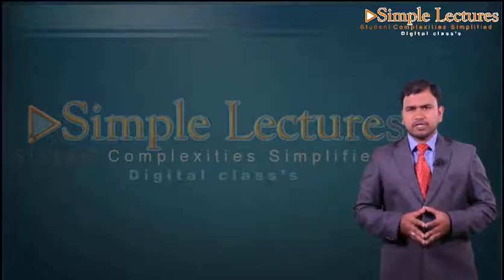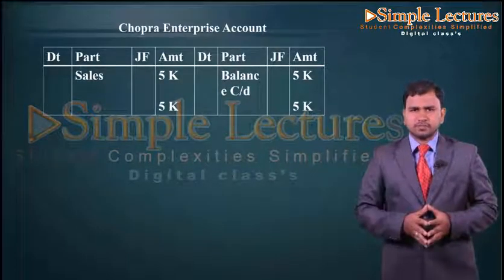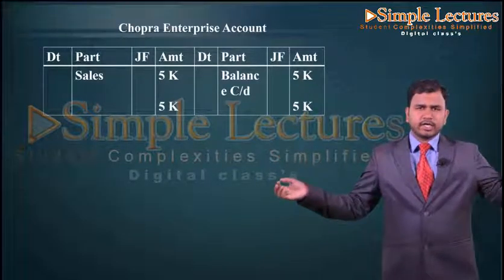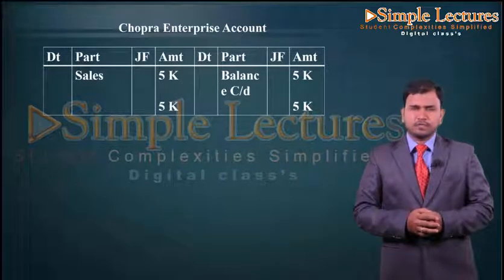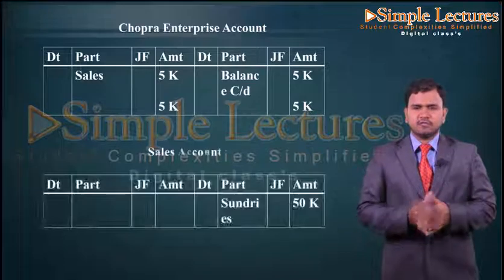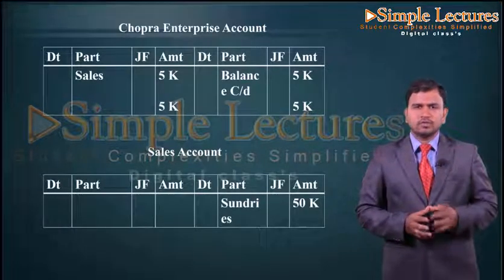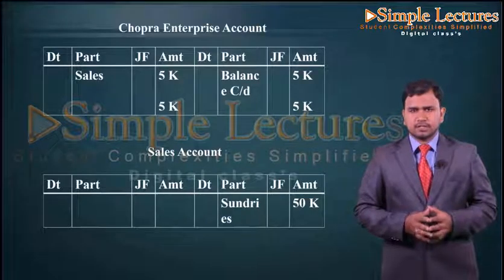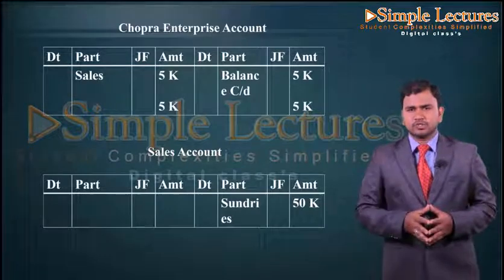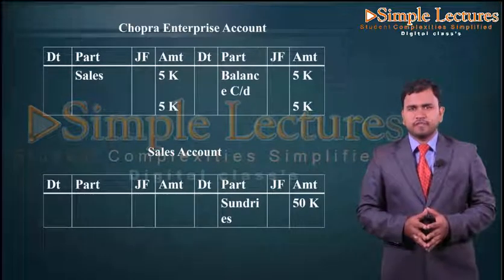Then another customer we have is Chopra. Again the format remains the same, where we have sales of rupees 5,000 which will be shown on the debit side. Then we make the total, then again balance carried down and balance brought down of rupees 5,000. Then finally we are going to prepare the sales account, where we take the total amount of the sales journal. Again the format will be of the ledger, where on the credit side we show sundries as per the sales book. The amount will be 50,000.